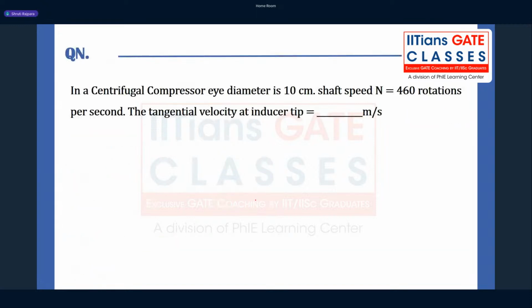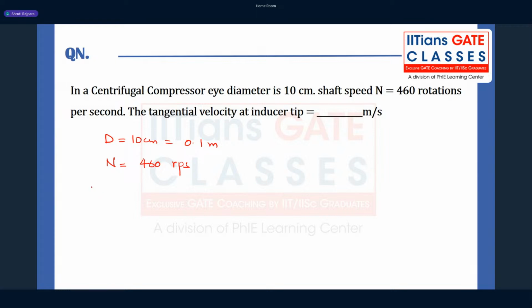Moving forward, there is a centrifugal compressor which is having a diameter of 10 centimeters, that is 0.1 meters, and shaft speed N is given as 460 rotations per second. We need to find out the tangential velocity at the tip.